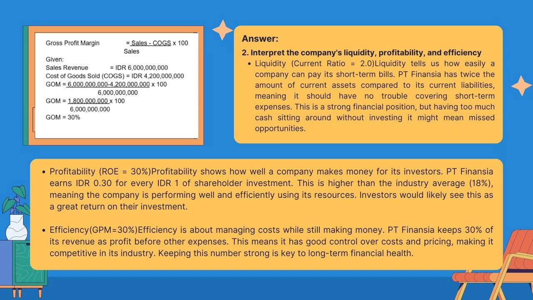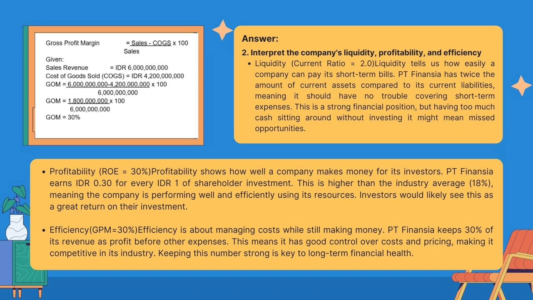For the second question, that's about interpreting the liquidity, profitability, and efficiency. So here's the answer. For the liquidity, the current ratio is 2.0. Liquidity tells us how easily a company can pay its short-term bills. The company has twice the amount of current assets compared to its current liabilities, meaning it should have no trouble covering short-term expenses. This is a strong financial position, but having too much cash sitting around without investing might mean missed opportunities.